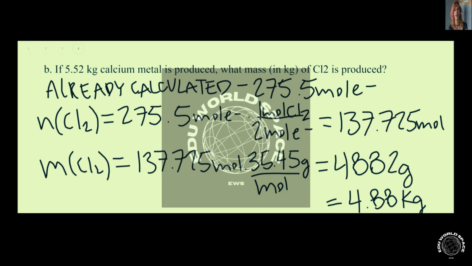And what we end up with is 137.725 moles of Cl2. And to get the mass from the number of moles, we just take the number of moles and we multiply by the molar mass, which is 35.45 grams per mole. That gives us 4,882 grams, or 4.88 kilograms. So that's the mass of chlorine gas that we would produce.